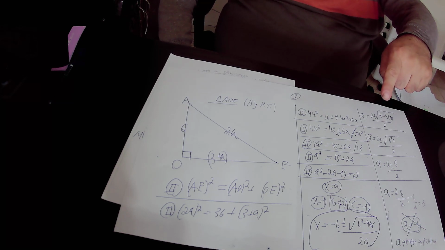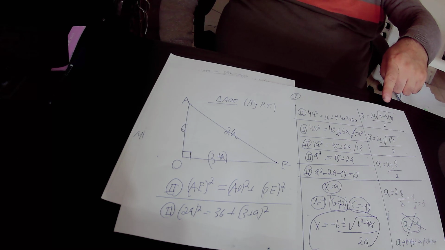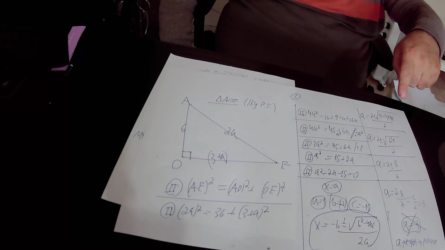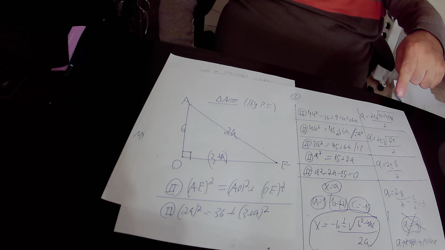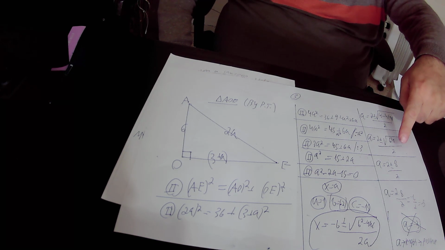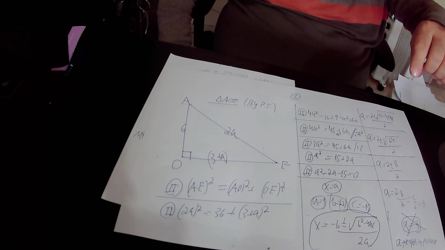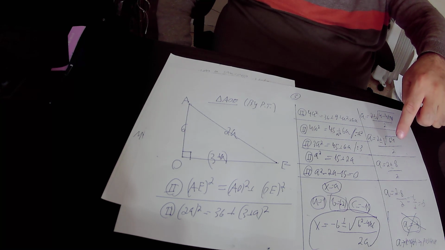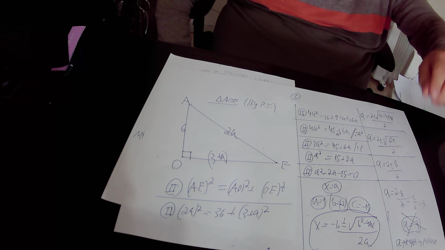So in conclusion, we found out that a equals 2 plus minus the square root of minus 4 times minus 15, which is 60, and 60 plus 4 is 64. The square root of 64 is 8. So here a equals 2 plus minus the square root of 64, over 2, and the square root of 64 is 8. So we got two solutions for a. A equals 2 plus minus 8 over 2.